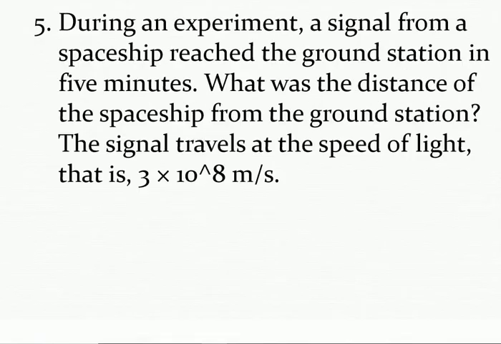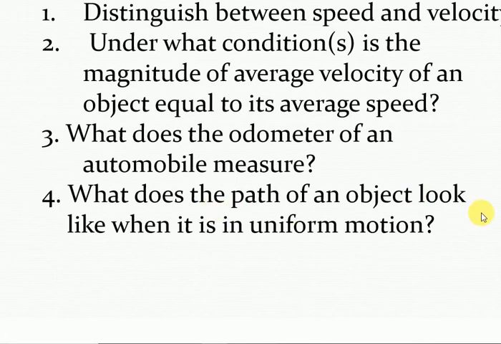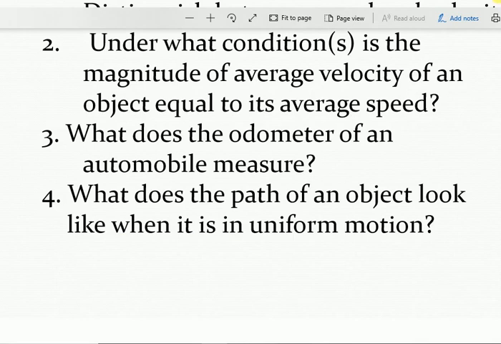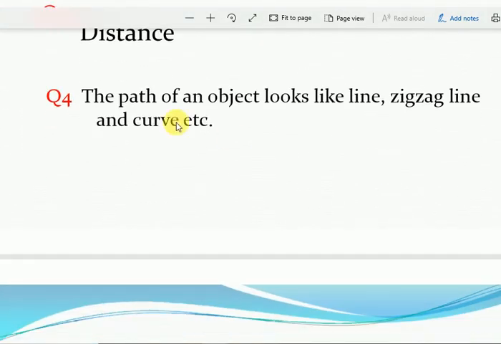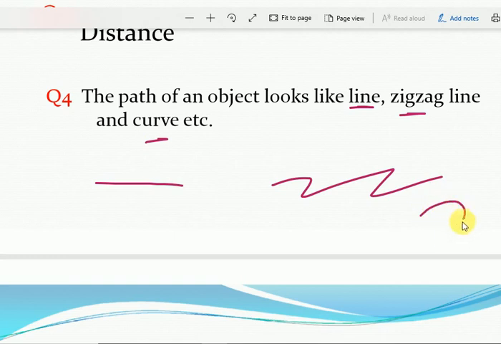Now the next question, what does the path of an object look like when it is in uniform motion? Now, if an object is moving in uniform motion, what does its path look like? So, the path of an object looks like a line. It may be a straight line, a zigzag line, a curve, etc. So, it may be a straight line, it may be a zigzag line, it may be a curved path.